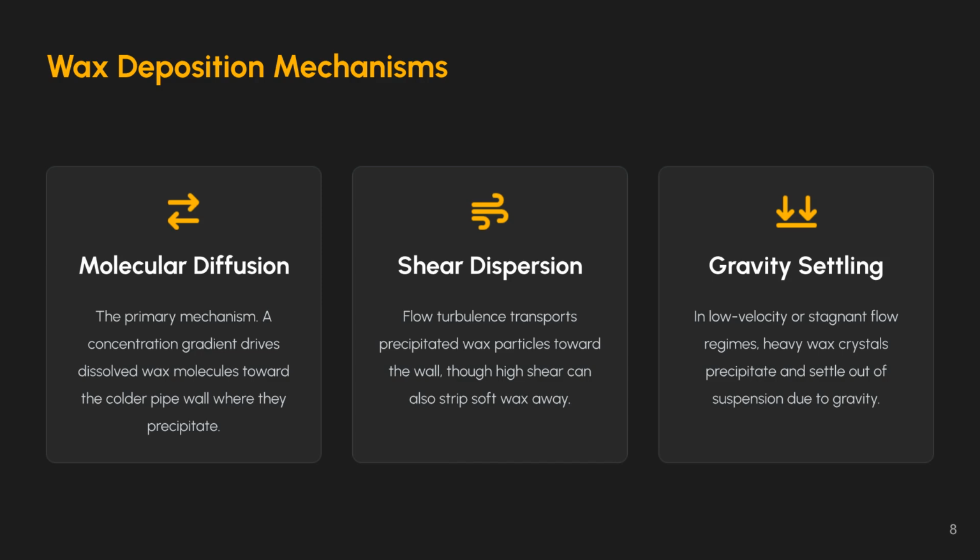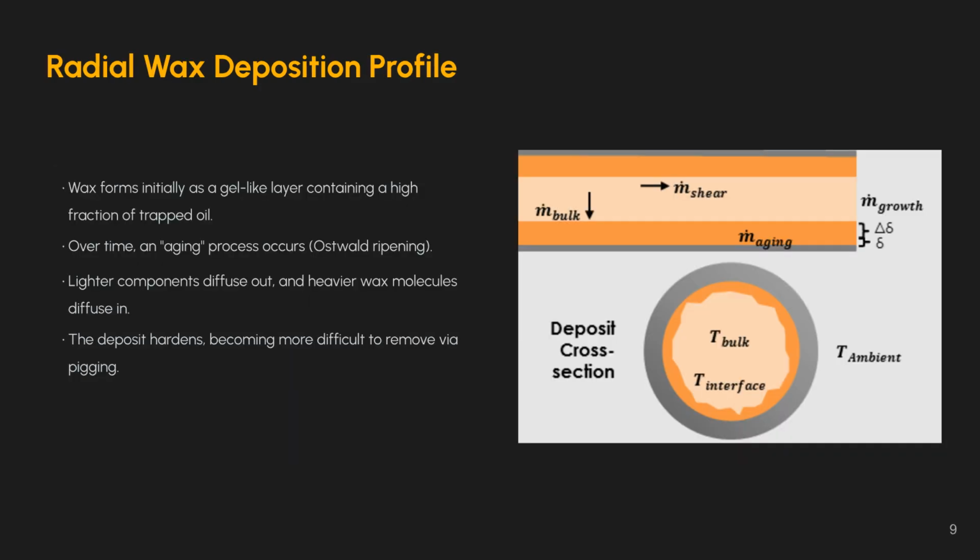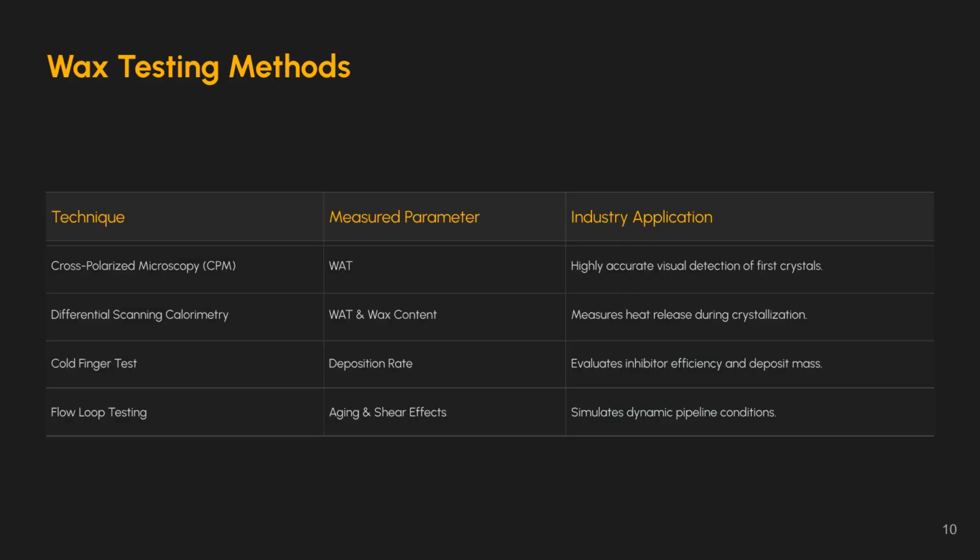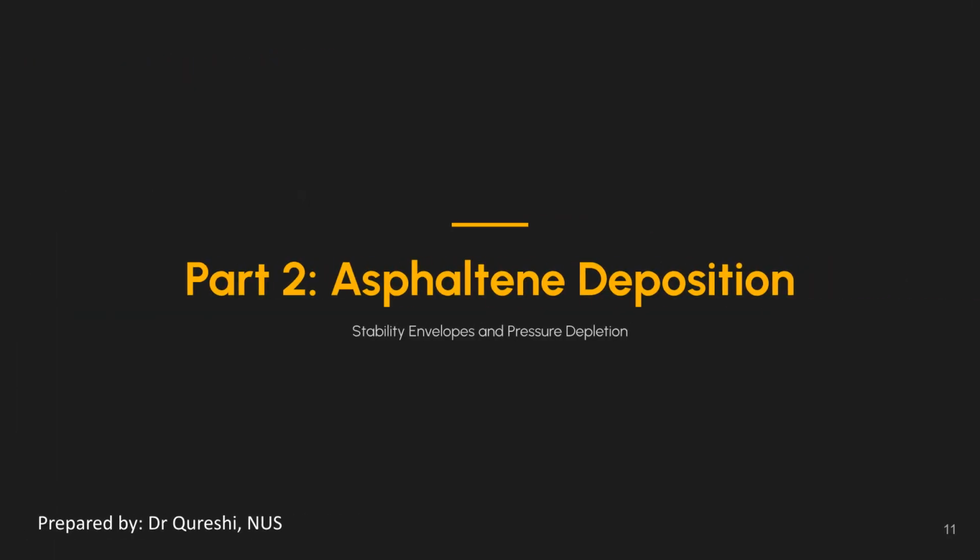The primary mechanisms for wax deposition are molecular diffusion, shear dispersion in turbulent flow, and gravity settling in low-velocity regimes. Initially, wax forms as a gel-like layer. Over time, an aging process occurs, where lighter components diffuse out and the deposit hardens, making it difficult to remove. Industry employs various testing methods to evaluate wax, including microscopy, calorimetry, cold finger tests, and flow loop testing for dynamic conditions.